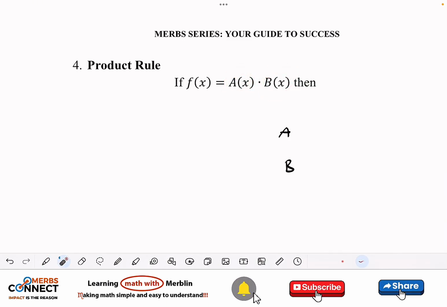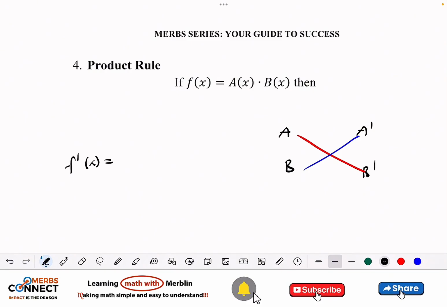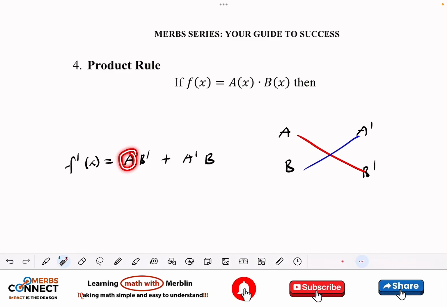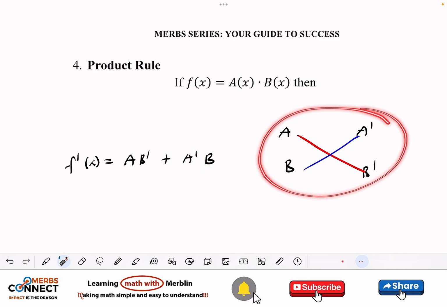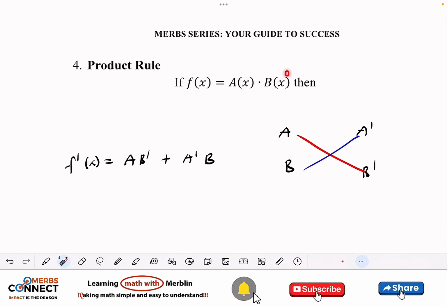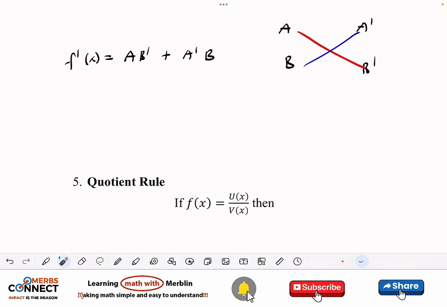Then when I finish, now I need to differentiate A and I need to also differentiate B. Then when I finish, I multiply this to this and then also this to this. And this is going to give me the product rule. So this is going to be AB prime plus A prime B. So I maintain A, I differentiate B, plus now I differentiate the A and maintain the B. So that is the product rule that we just need to remember anytime we have two functions that are multiplying each other.